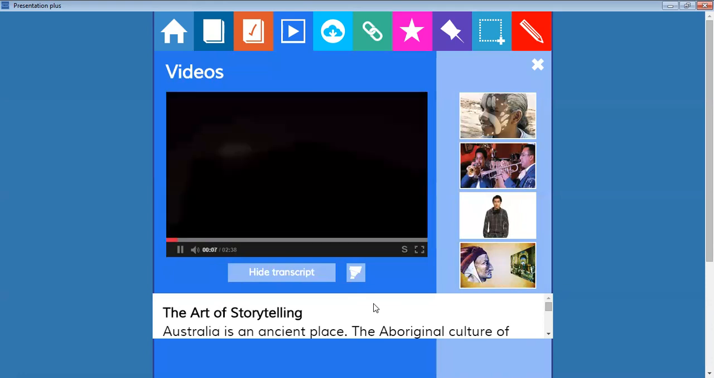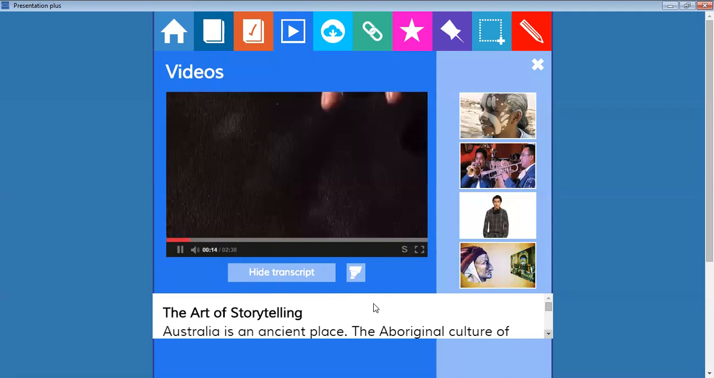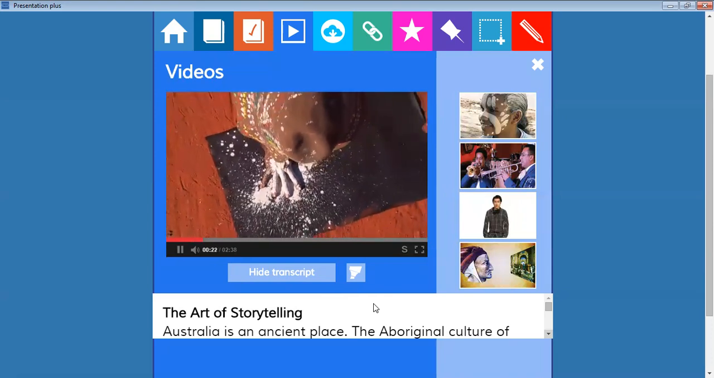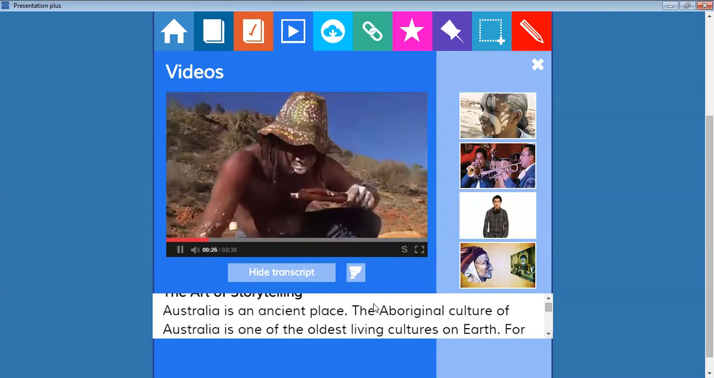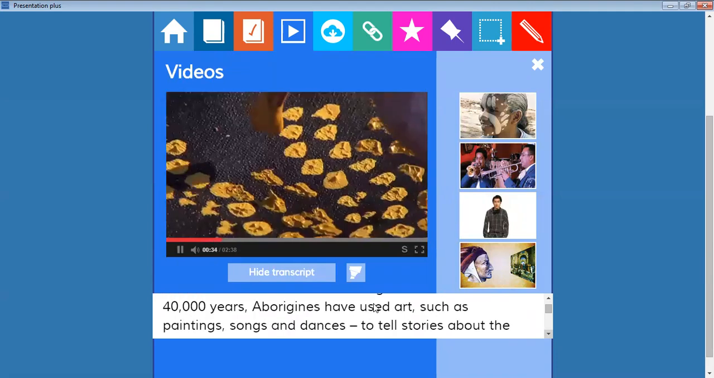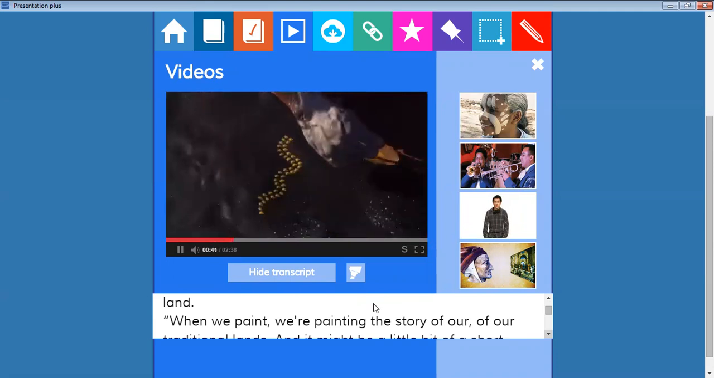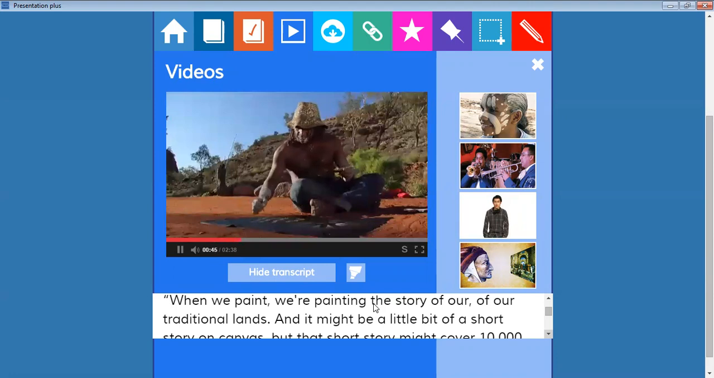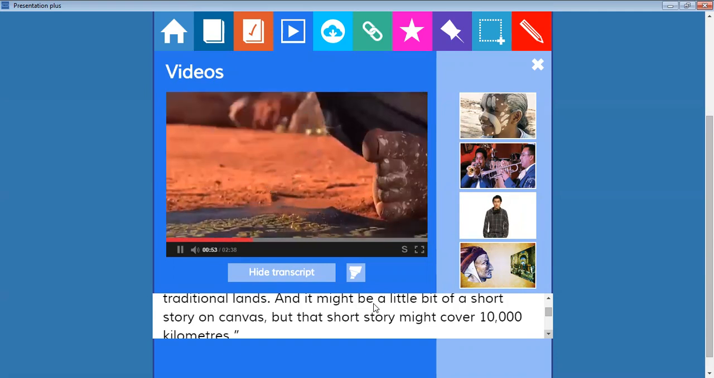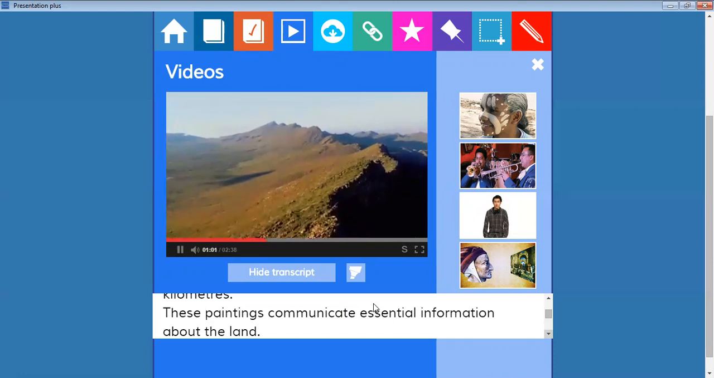The art of storytelling. Australia is an ancient place. The Aboriginal culture of Australia is one of the oldest living cultures on Earth. For 40,000 years, Aborigines have used art such as painting, songs, and dances to tell stories about the land. When we paint, we're painting the story of our traditional lands. And it might be a little bit of short story on canvas, but that short story might cover 10,000 kilometres. These paintings communicate essential information about the land.